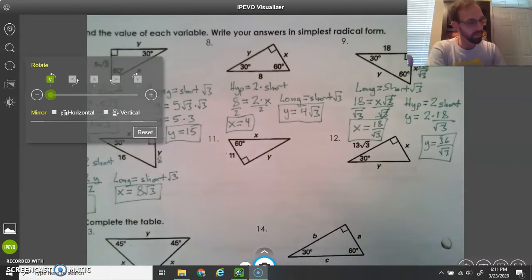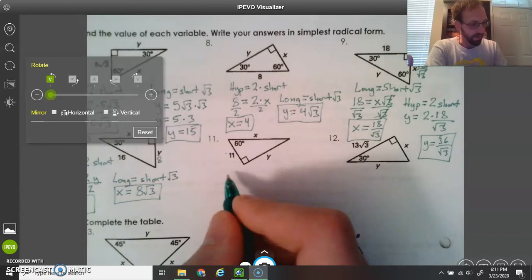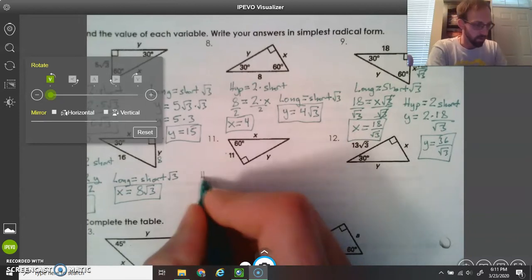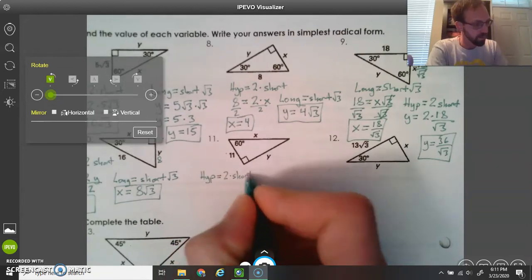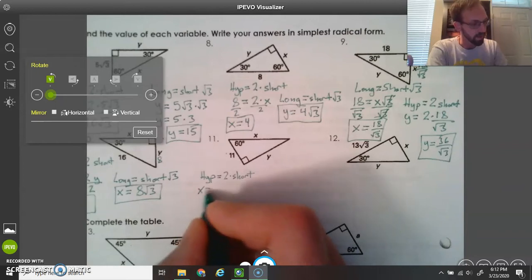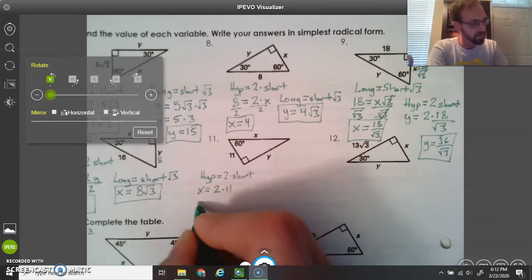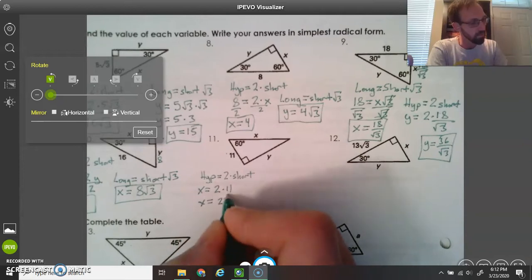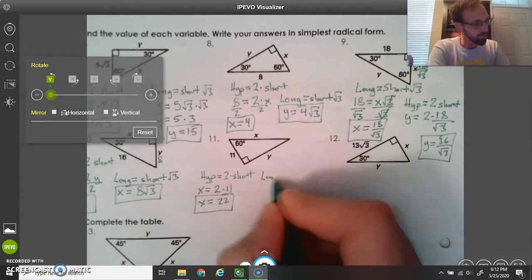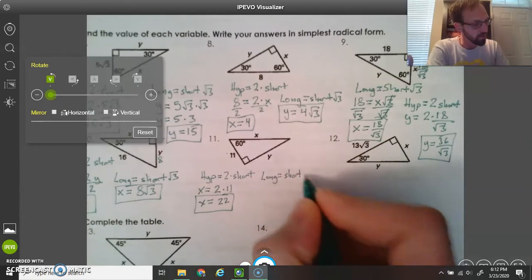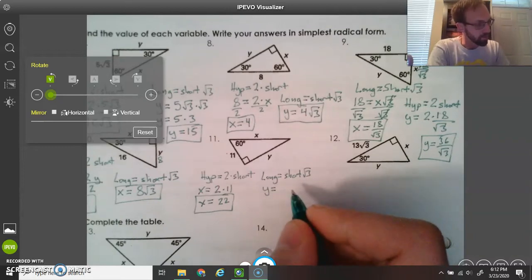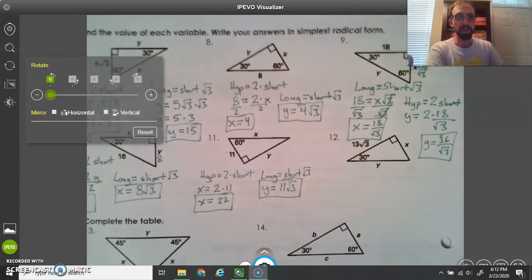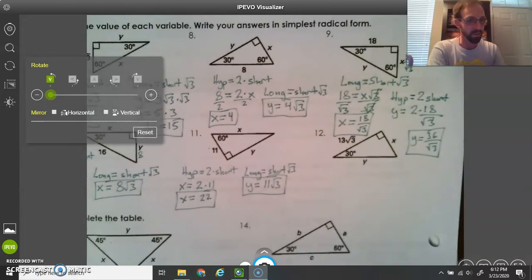Number 11. We know the short side is 11, so we can use either formula in either order, it doesn't matter. Hypotenuse is equal to 2 times short. Hypotenuse in this case is x. X is equal to 2 times 11, which is 22. And then long is equal to short times square root of 3. Long in this case is y. Y equals 11 times square root of 3. And that is done.